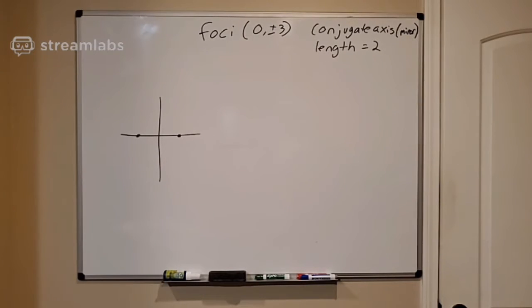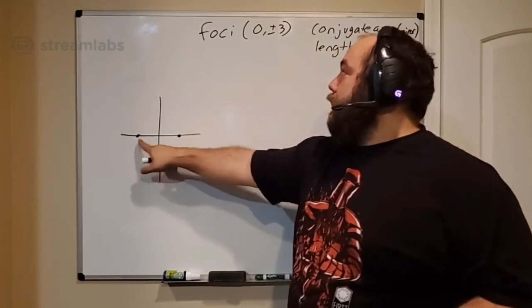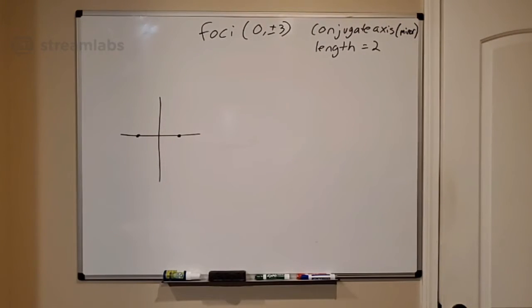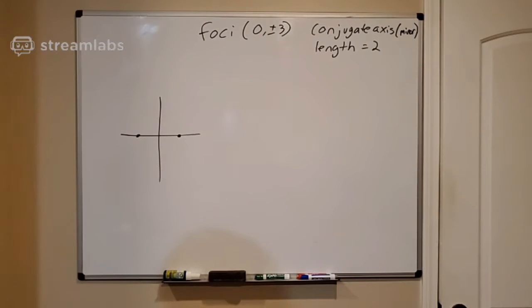If we look at ours, for instance, we have our foci at 0, 3, and 0, negative 3. So which way does this hyperbola open? Horizontal. So horizontally, correct. So left and right, which means that if horizontal would be the major axis if it was an ellipse, that means the minor axis would be vertical. So that tells me that my conjugate axis goes vertically up and down and has a length of 2. Does that make sense?